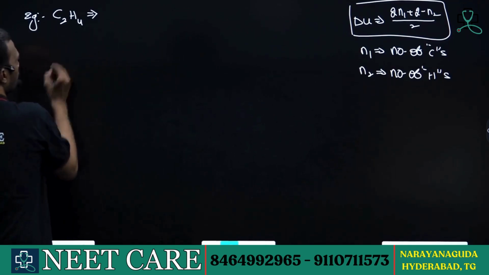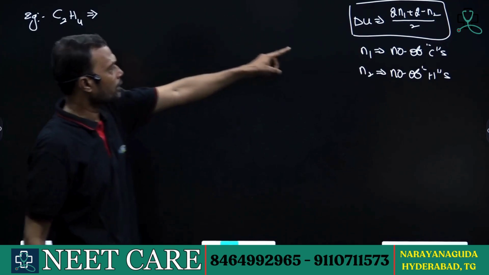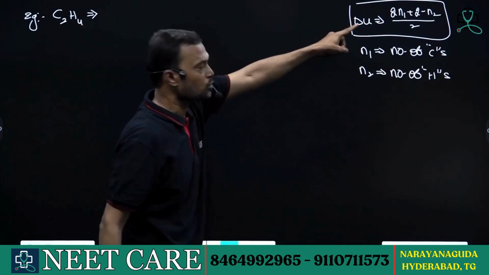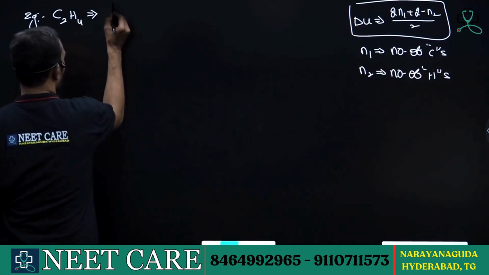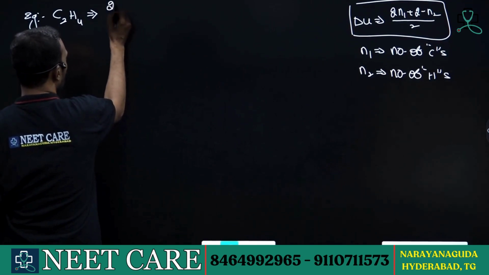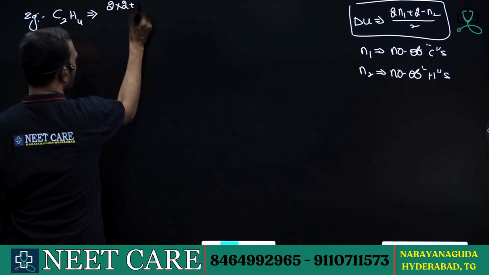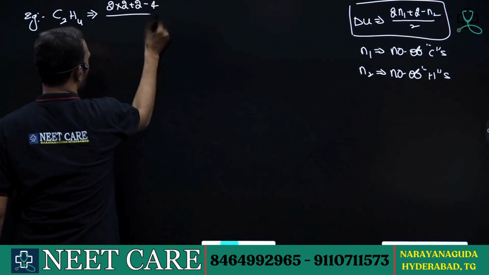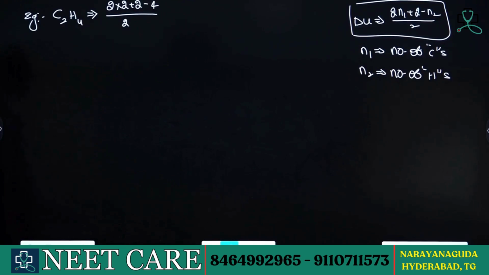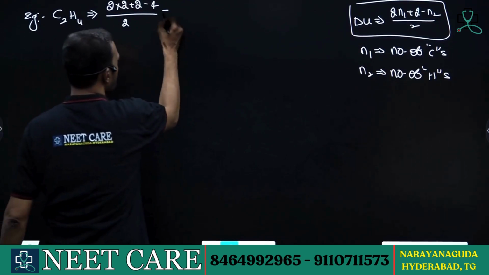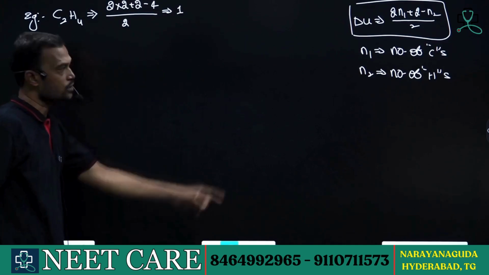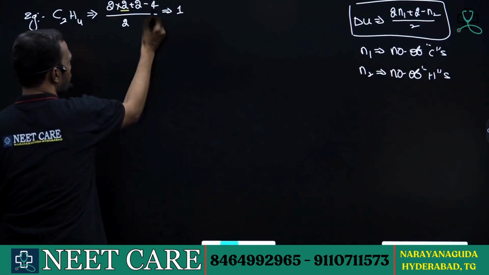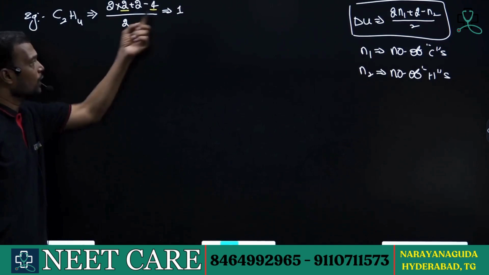Now, C2H4. Substitute the carbons and hydrogens given in the formula. N1 is the number of carbons, and you substitute the hydrogens in that formula. So I am writing (2 × 2 + 2 − 4)/2. So finally, (6 − 4)/2, that is 2/2. Finally, your answer is 1. This 2 indicates the number of carbons, and this 4 indicates the number of hydrogens in the given formula. Now we are getting 1.